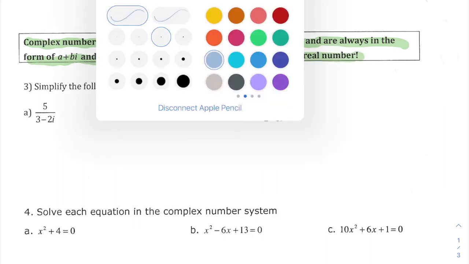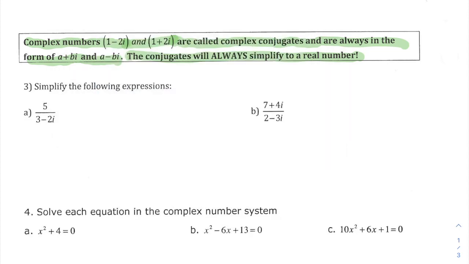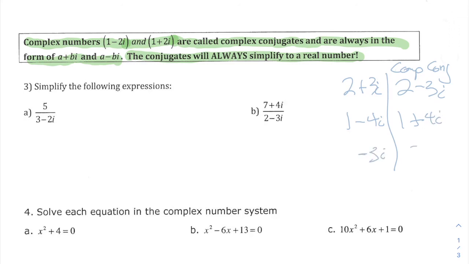So just to play around with this and get used to using it, if I have 2 plus 3i, the complex conjugate would be 2 minus 3i. If I had 1 minus 4i, the complex conjugate would be 1 plus 4i. If I had negative 3i, the complex conjugate would just be 3i. So the first thing is recognizing that you need to use a complex conjugate.